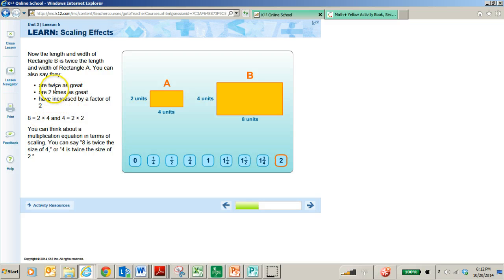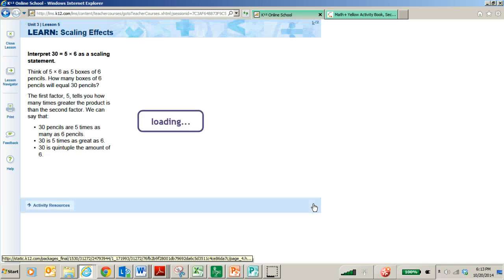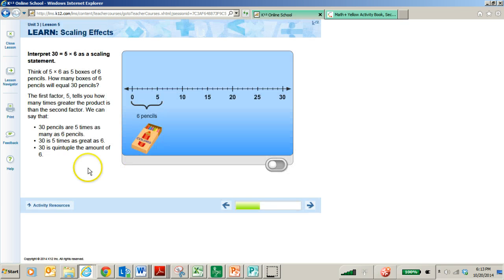Here it talks about enlargement. When we have something and we multiply it by 2, we're getting twice as big, so it's 2 times as great. And you can see that this factor here, 4, doubled in size in the product. The 4 became an 8. This 2 doubled and became a 4. It's twice as big.